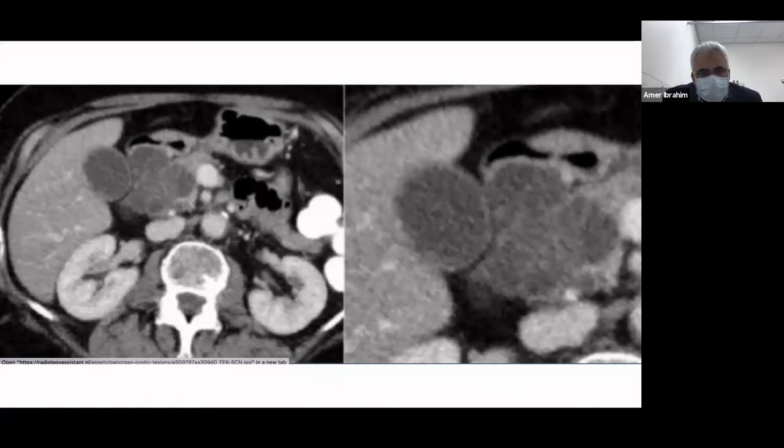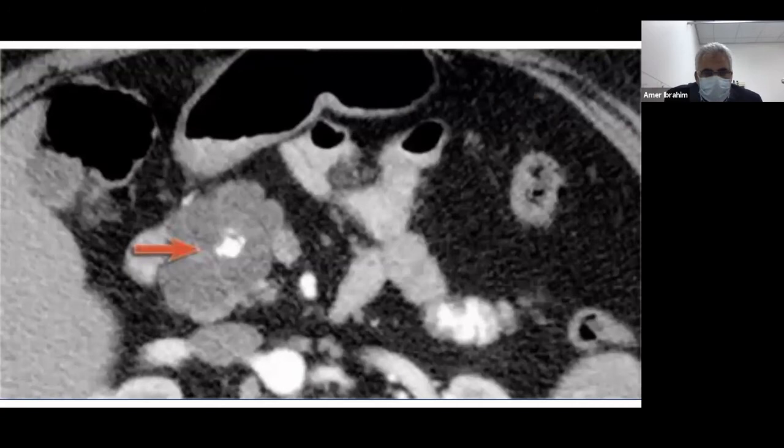call honeycomb appearance, which is basically a cluster, a large group of small cystic lesions, and that is what we call a cystadenoma. About 90% of cystadenomas have an appearance of honeycomb on radiology.